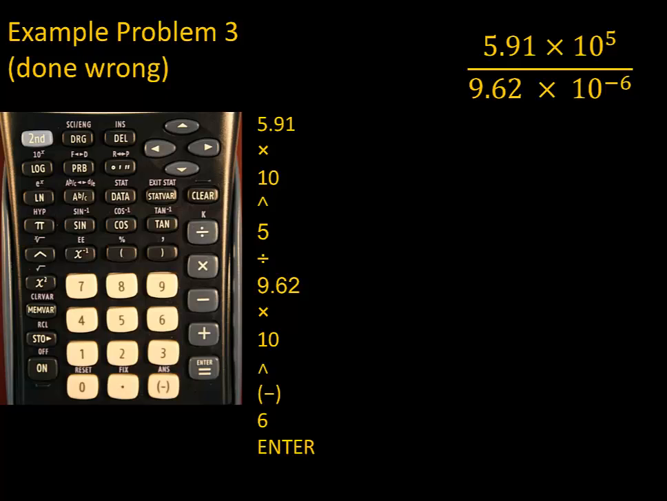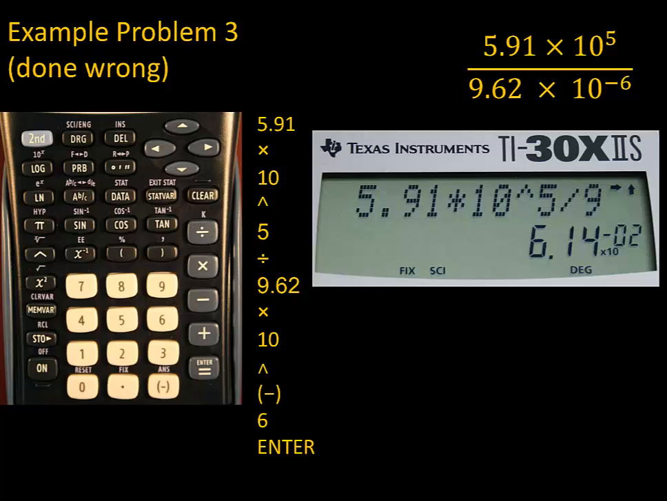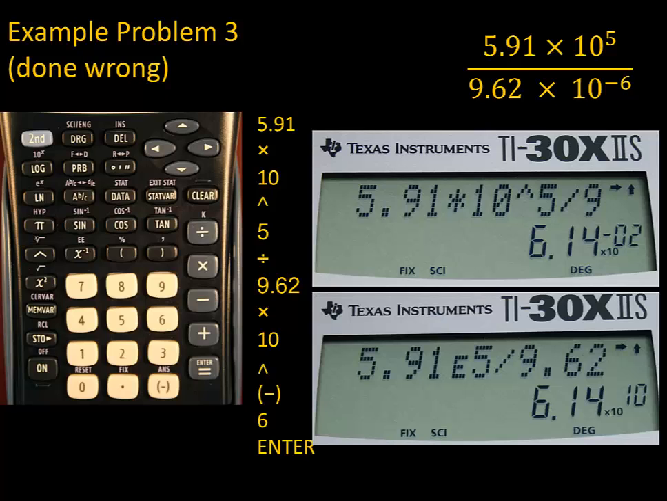You may not have noticed, but we had to do 2 extra keystrokes entering the numbers this way. So, how did the answer work out? We get 6.14 times 10 to the minus 2. When we did it using the second EE method, we got 6.14 times 10 to the 10th, which happens to be the correct answer. What went wrong? I'll let you try to figure that out, but I'll give you a hint. It has to do with order of operations.